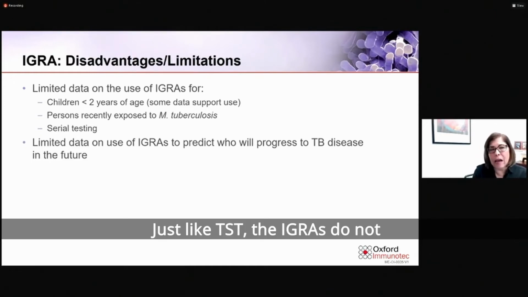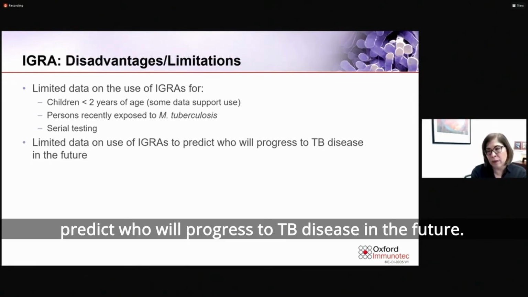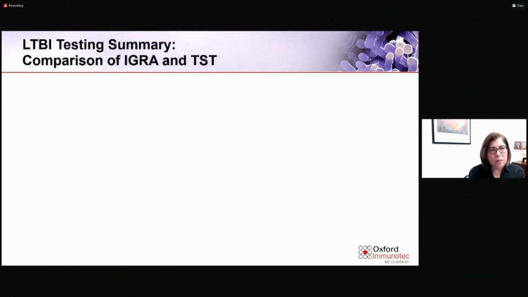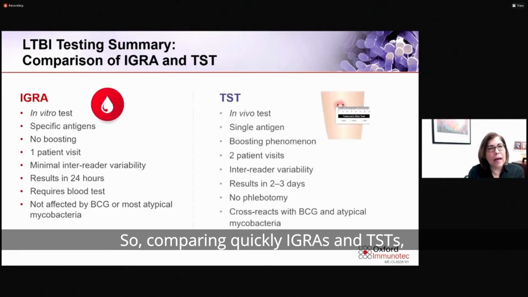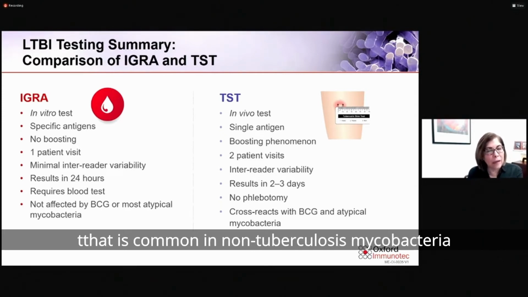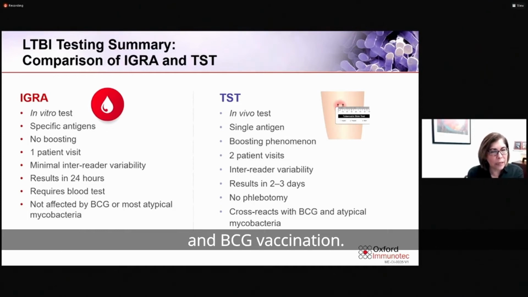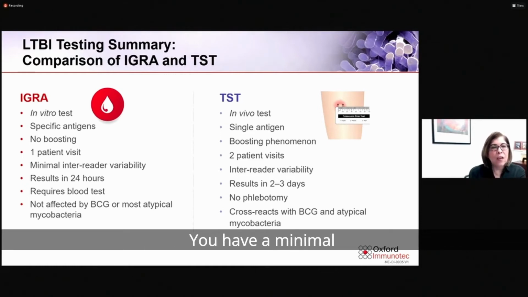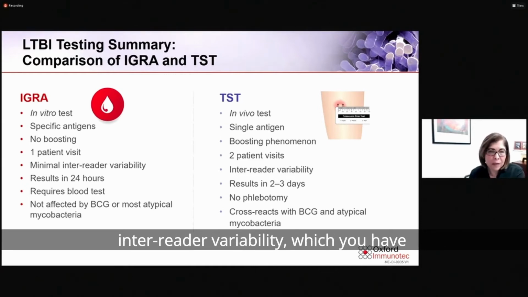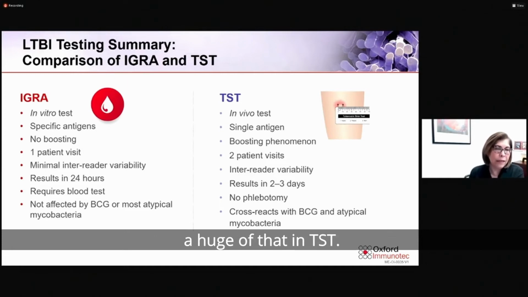Just like TST, the IGRAs do not predict who will progress to TB disease in the future. So comparing quickly IGRAs and TSTs, as I said, in IGRA there are specific antigens for TB, versus TST, which is a single antigen that actually cross-reacts, that is common in non-tuberculous mycobacteria and BCG vaccination. There is no boosting phenomenon in IGRA. There is one patient visit.